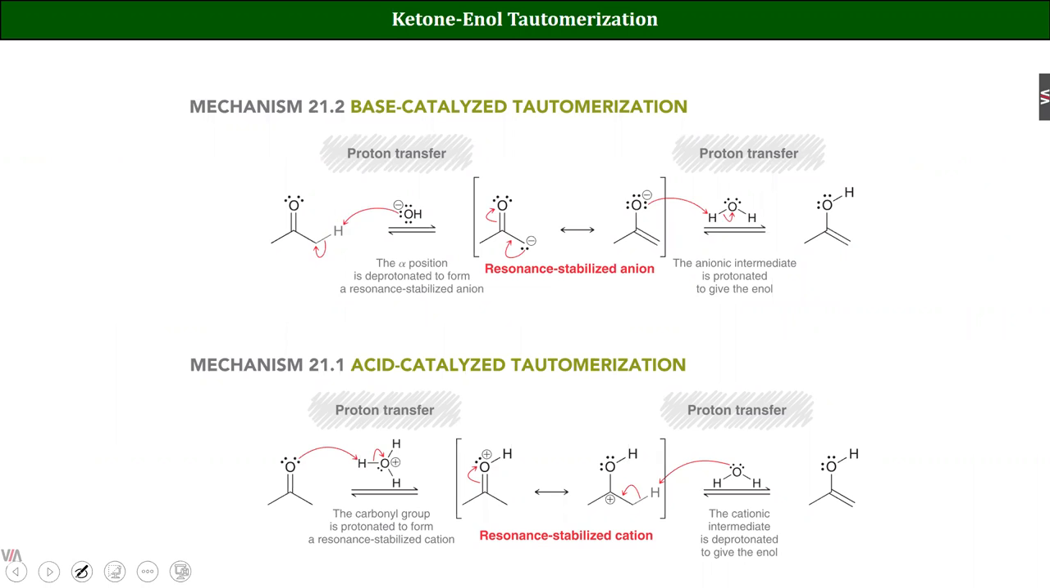And base catalyzed, like I said, is the exact same steps, but reversed. You start by pulling off the hydrogen on the alpha carbon. And that gives you a resonance stabilized anion instead of a resonance stabilized cation. It's an anion because we're under basic conditions, right? And basic conditions mean negative charges are more stabilized. Acid catalyzed means positive charges are more stabilized.